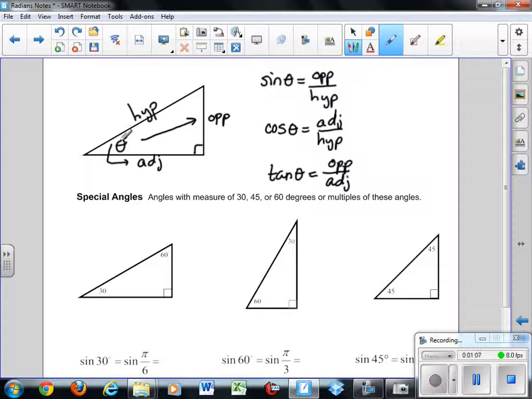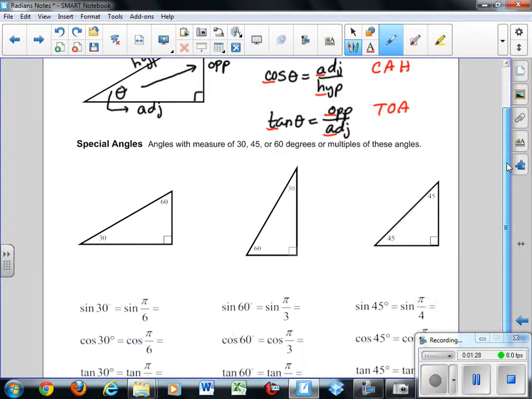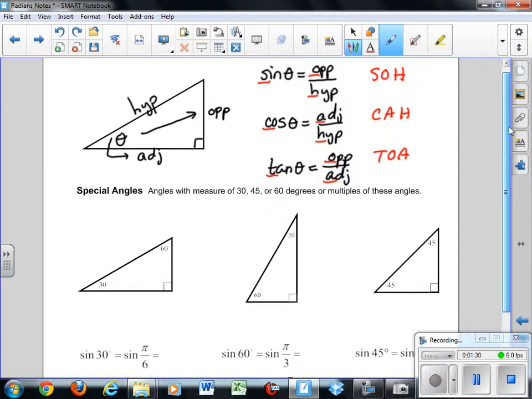Now some people like to remind themselves of this with a little acronym that uses these letters. SOH-CAH-TOA: sine opposite hypotenuse, cosine adjacent hypotenuse, tangent opposite over adjacent. SOH-CAH-TOA. Now let's apply this to our right triangles.